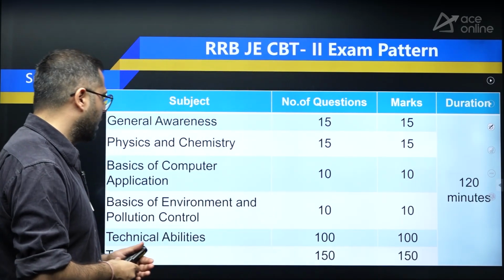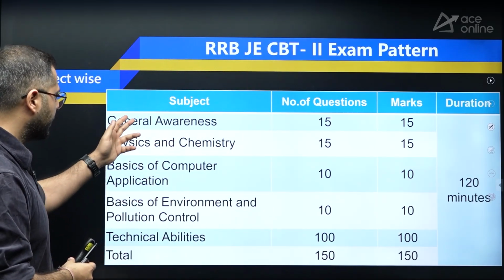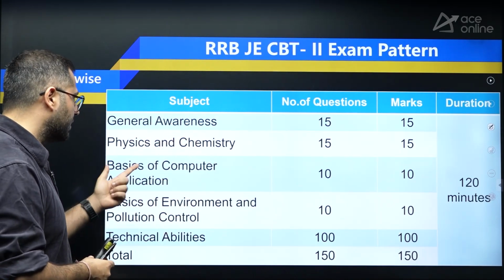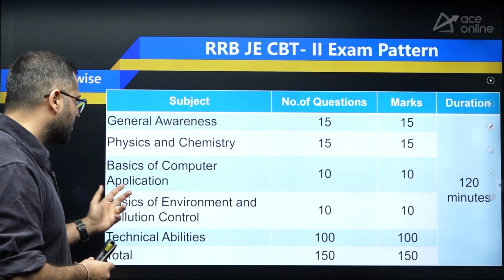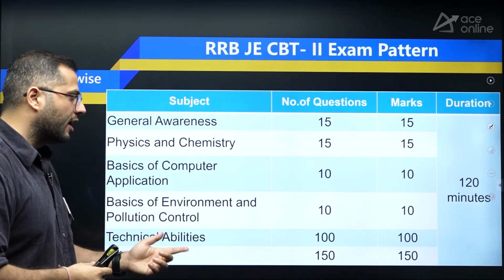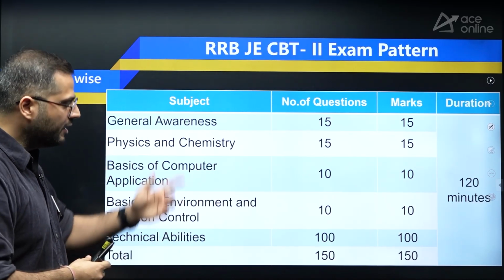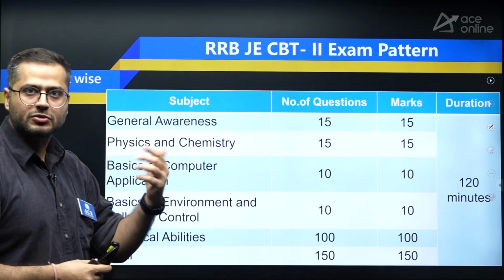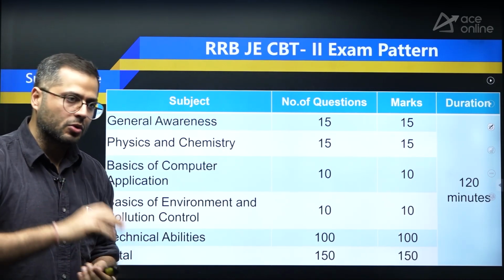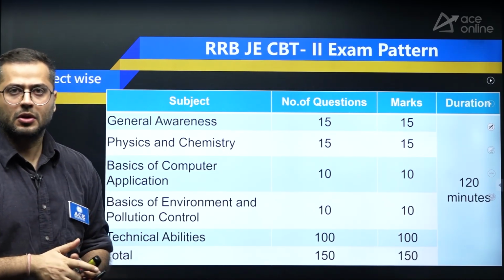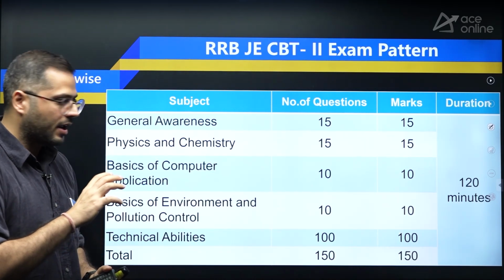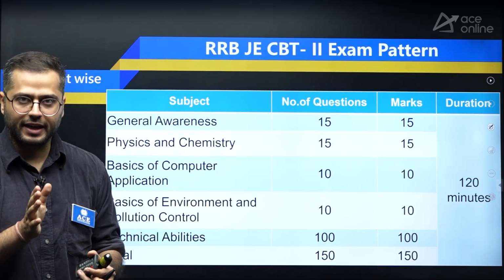Now in RRB JE CBT2 examination, general awareness is included with 15 questions. Physics and chemistry 15 questions once again. Basics of computer application 10 questions. Basics of environmental and pollution control 10 questions. Technical abilities 100 questions. Total questions will be 150 questions and 120 minutes. Now 50 questions more in this exam, but yes, the level of questions will be much lower. There will be direct questions also, database questions also, and it will be again different from that of BARC exam.